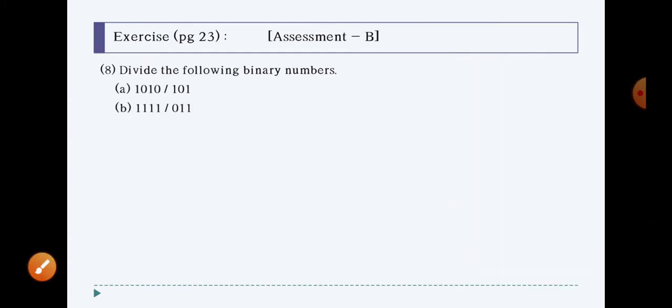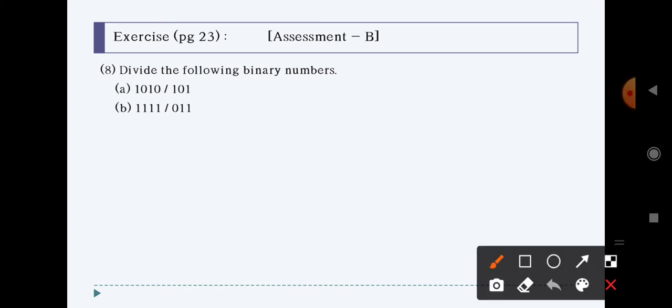Now see the B portion: we have 1111 divided by 011. This we have to do. Okay, now you see over here, 1 1 1 1 divided by 0 1 1. When you have this 0 on the left portion, we just ignore this 0.